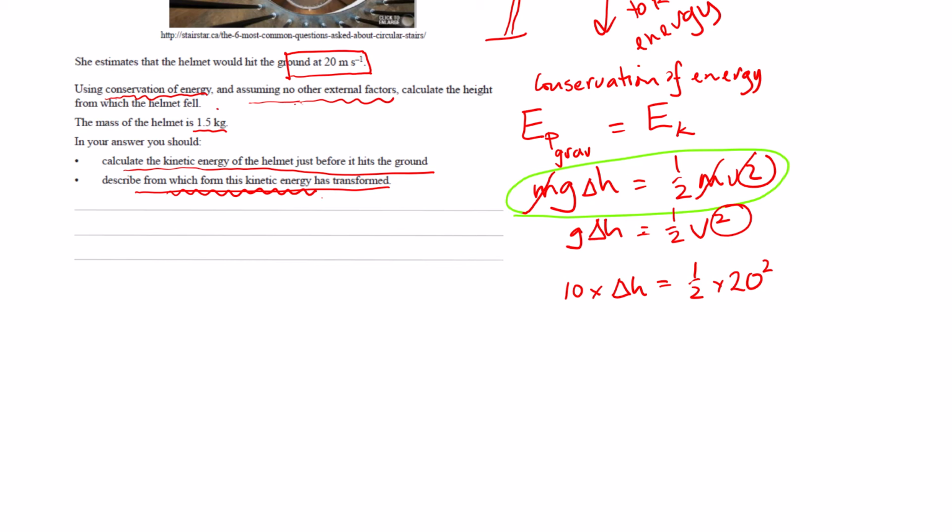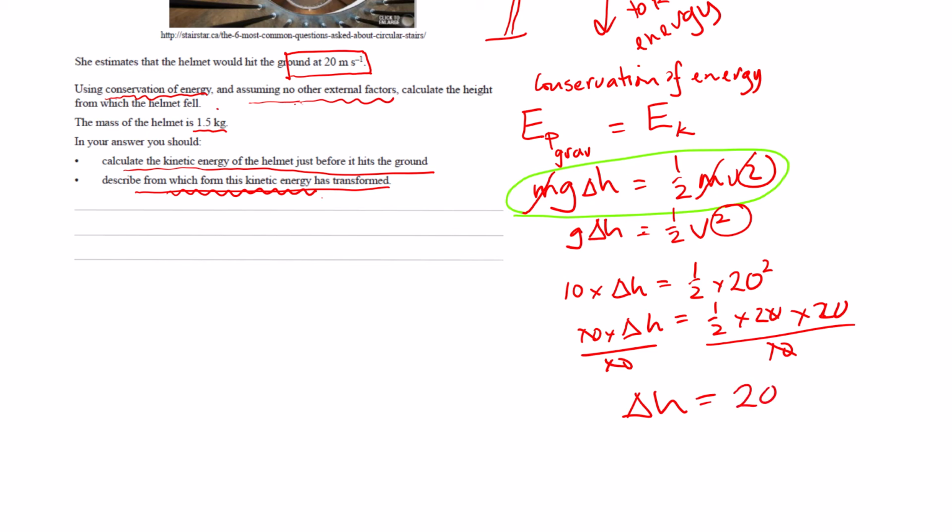And then we can say 10 times delta h is equal to a half times 20 times 20. And I like to do this. Let's divide both sides by 10. And that will give us the height is equal to 20 meters.